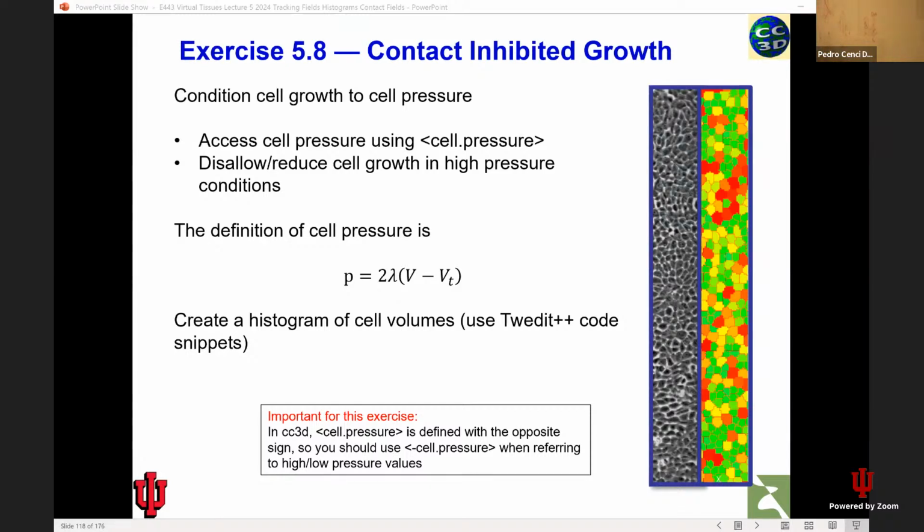The algorithm is always the same. You pick a pixel, you pick a neighbor, offer a copy, and accept or not depending on the energy. What you are changing here is the energy. By increasing the target volume, you are changing the volume functional squared.